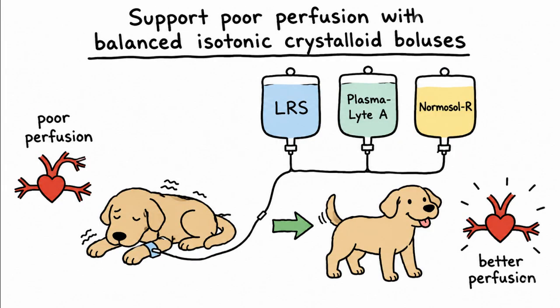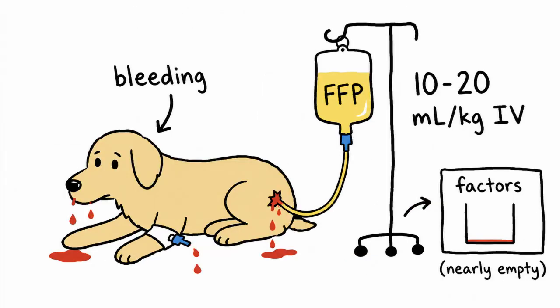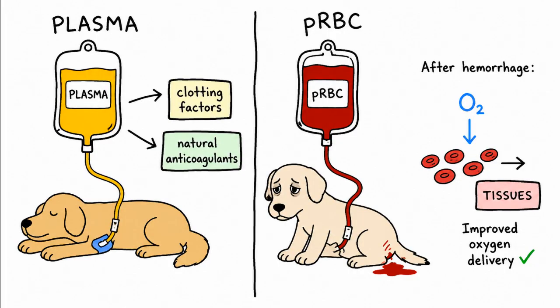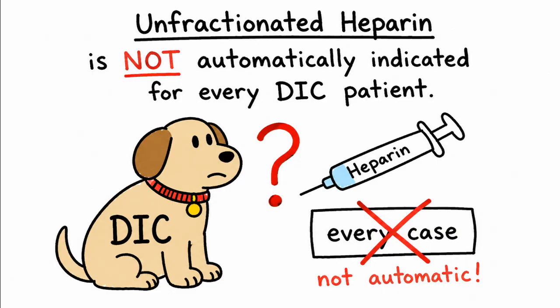Perfusion may be supported with carefully reassessed boluses of a balanced isotonic crystalloid such as lactated Ringer's solution, Plasma-Lyte A, or Normosol-R. An actively bleeding patient with consumed coagulation factors may receive fresh frozen plasma at approximately 10 to 20 milliliters per kilogram intravenously. Plasma supplies coagulation factors and some natural anticoagulant proteins, while packed red blood cells may be given when hemorrhage has caused clinically significant anemia and impaired oxygen delivery.